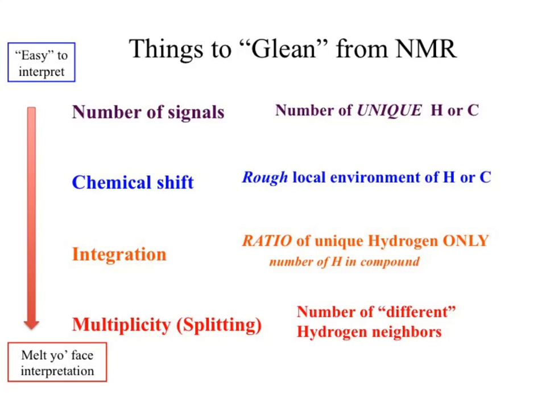Start simple. If it gets to the point where you just cannot interpret the multiplicity, fine. Accept it. Don't interpret it at all. Interpret everything else based off of your integration, your chemical shift, and the number of signals. You can still solve for the structure with zero understanding of multiplicity.